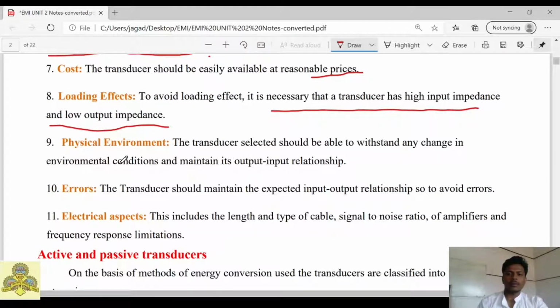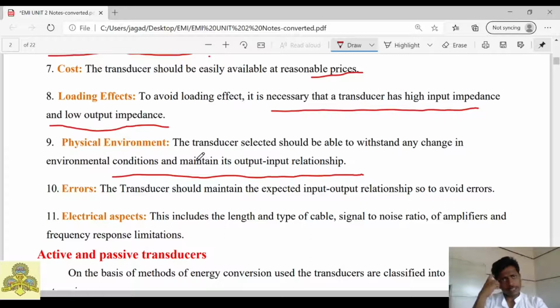Next, physical environment. The transducer selected should be able to withstand any change in the environmental condition and maintain its input-output relationship. If you are selecting any transducer for your product, it should be very stiff to any environmental condition changes. For example, if temperature or humidity changes, it should not affect the transducer. Transducer behavior should not be impacted by any physical environment.